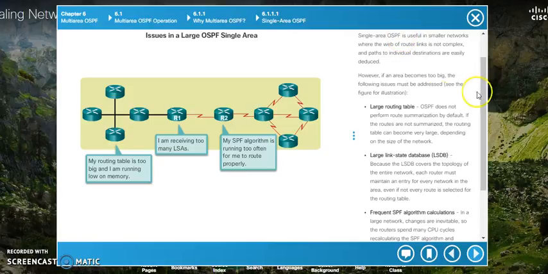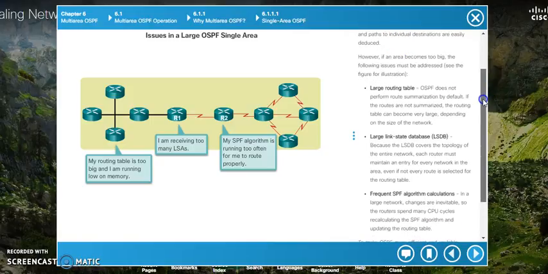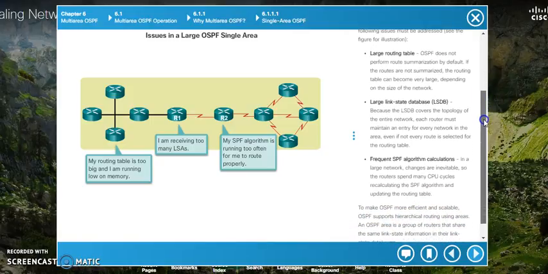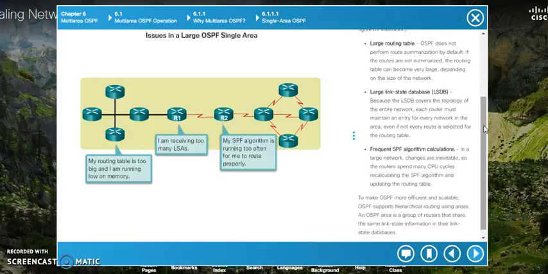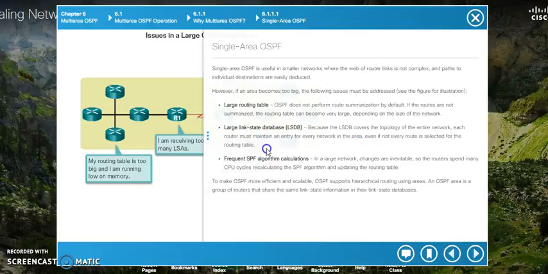Here's a little bit why we don't use single area in large network topologies. Your routing table gets too big. All the routes is just too much for it. Same thing with the link state database and CPU cycles for the SPF algorithm. They're running too much.